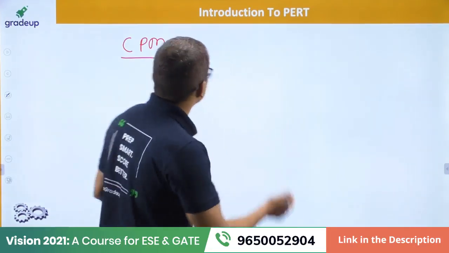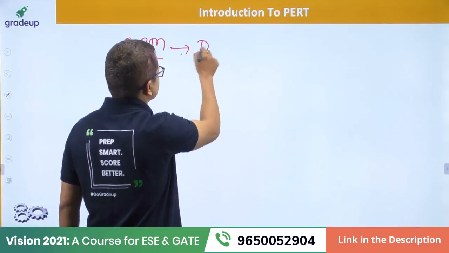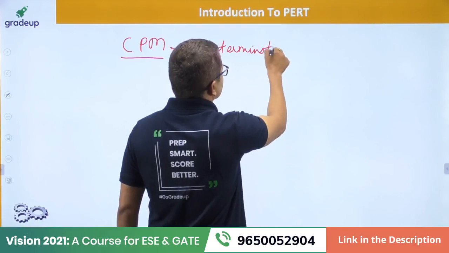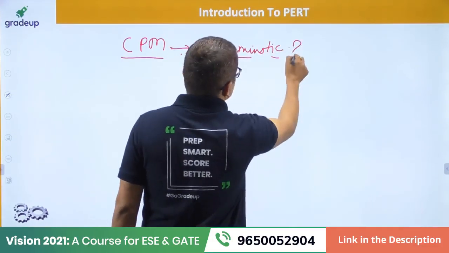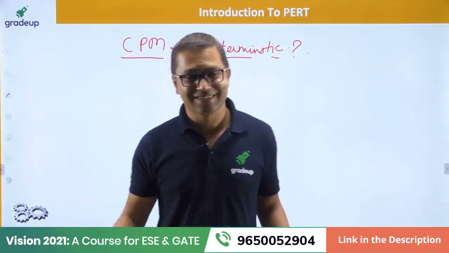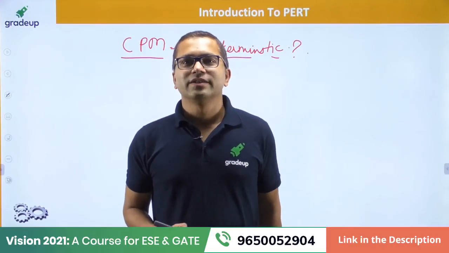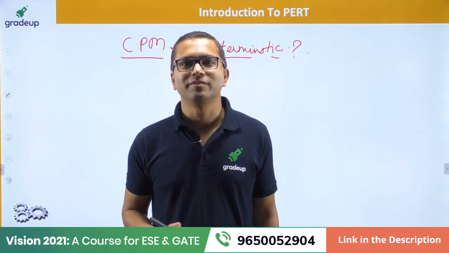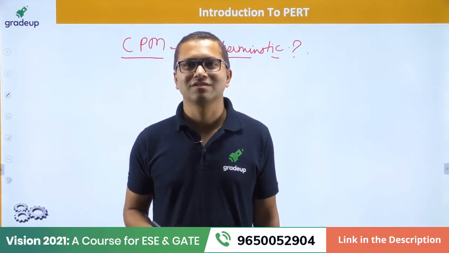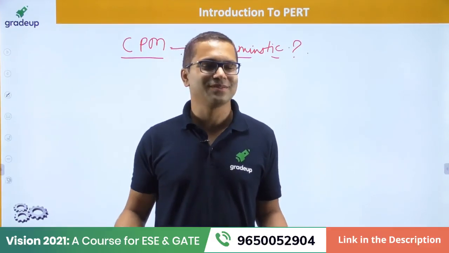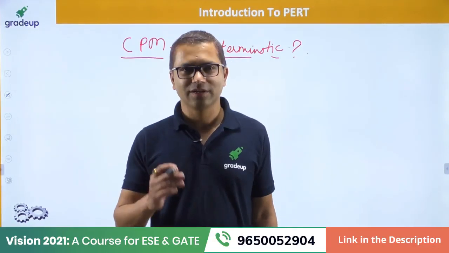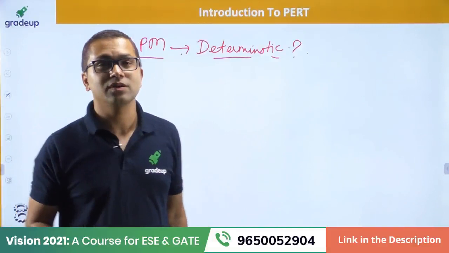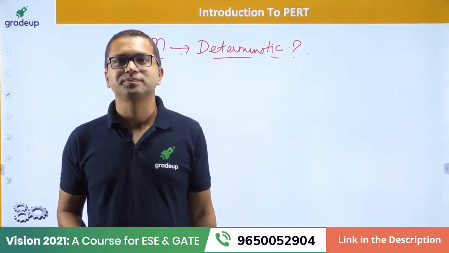We said that CPM is deterministic. What does that mean, deterministic? We have had a discussion about this. CPM is used to calculate project duration, and in PERT also we can calculate project duration. So what is the meaning of deterministic? Just tell me, what do you think about deterministic?